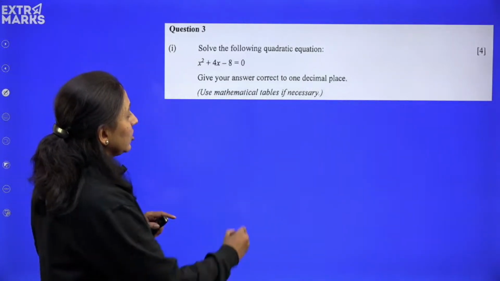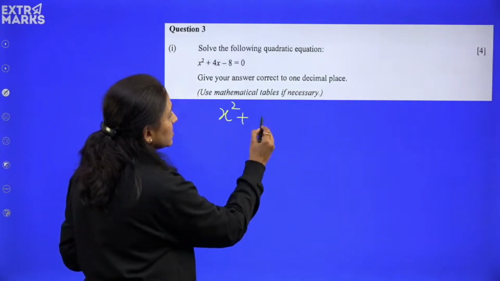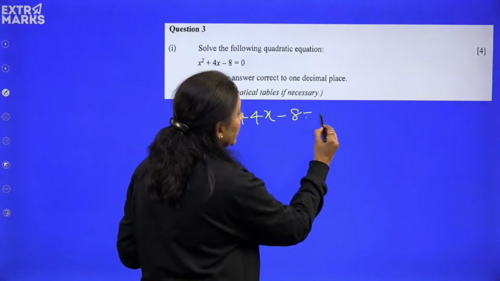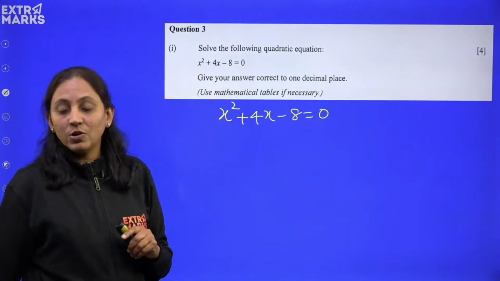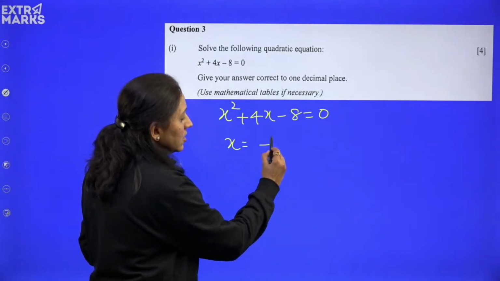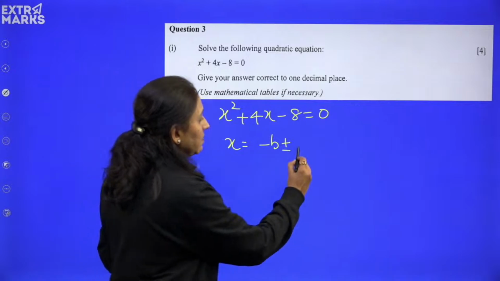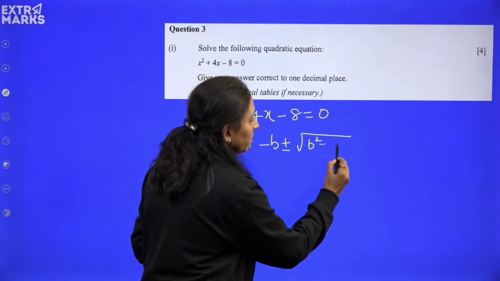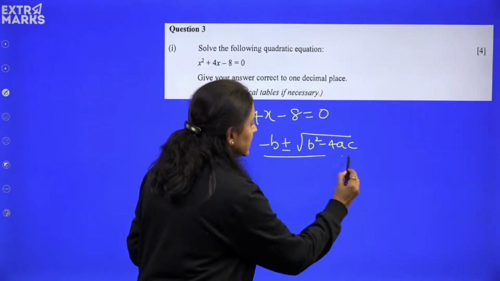So let's start solving the problem. It says x square plus 4x minus 8 is equal to 0. We have to solve the quadratic equation by applying quadratic formula. Okay, quadratic formula is minus b plus or minus square root of b square minus 4ac upon 2a.